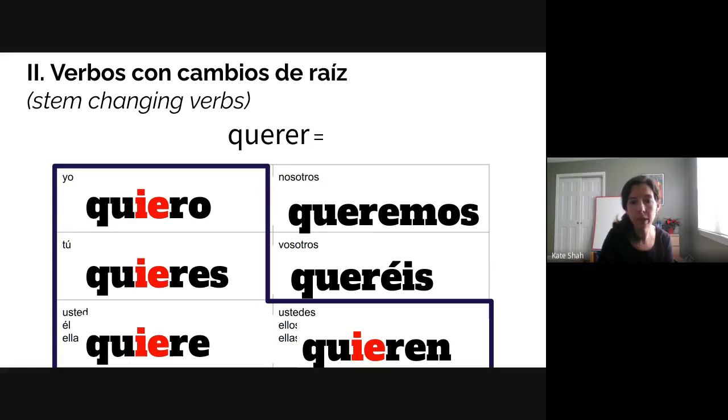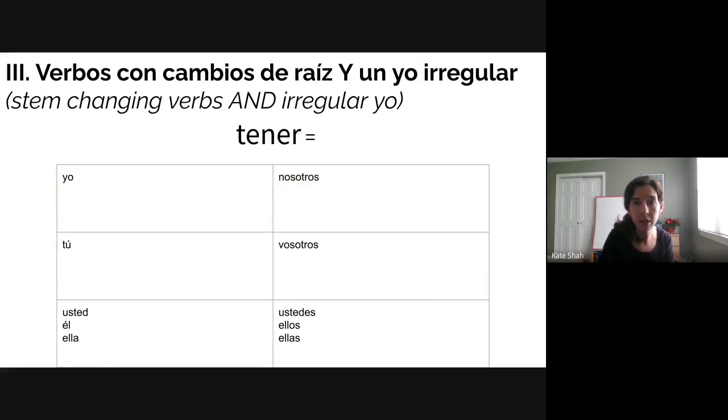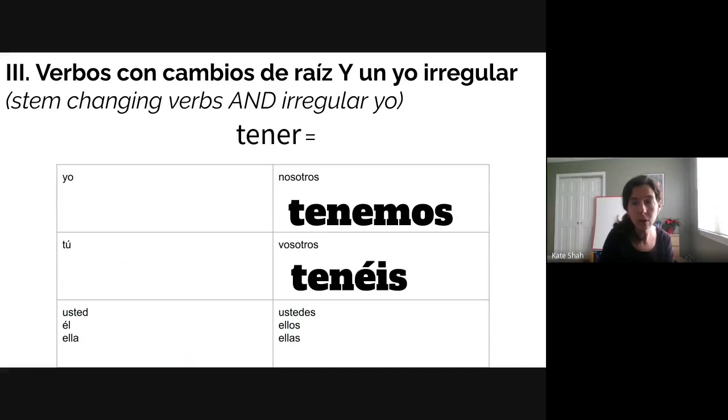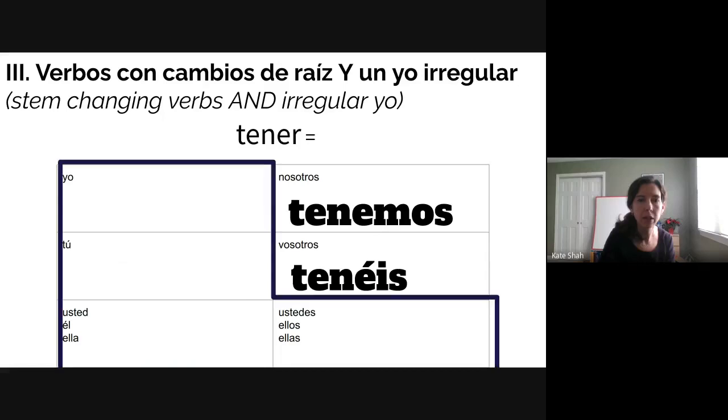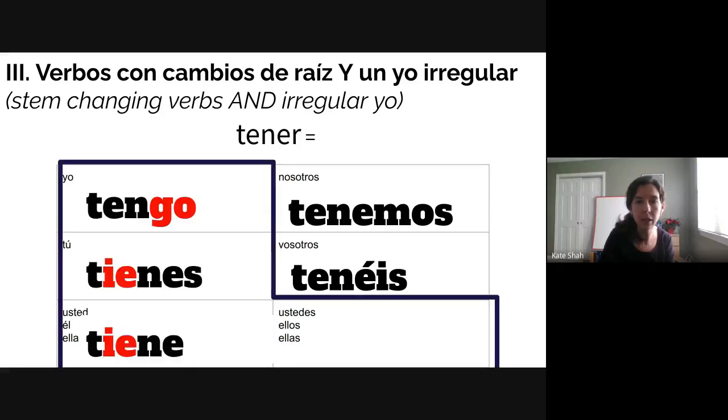And last but not least, we have tener, which is extra special because it has both irregularities. So tener, nosotros, vosotros are still the same. And you may remember this from last year, that tener goes to tengo, tienes, tiene, and tienen. So make sure that your notes are filled out.